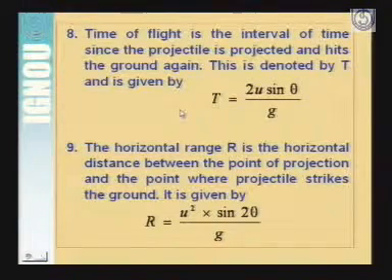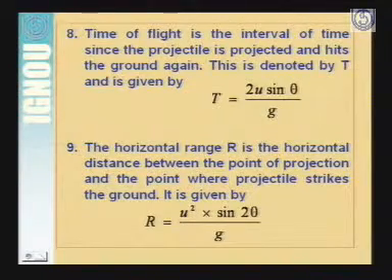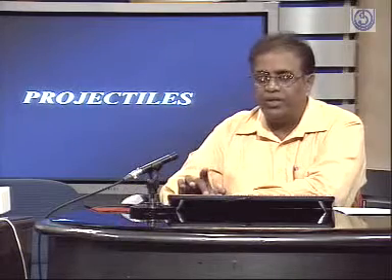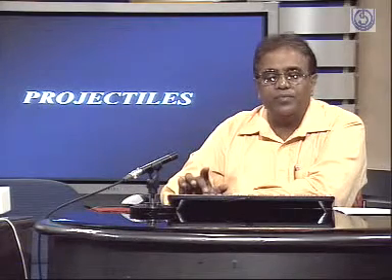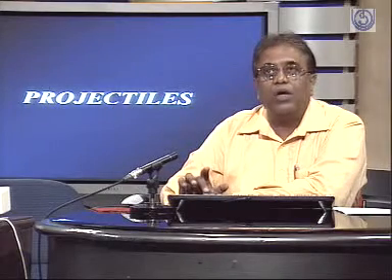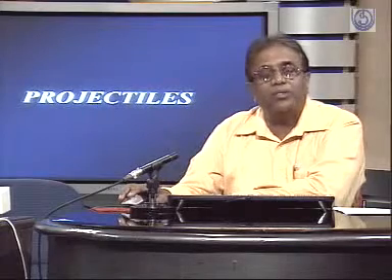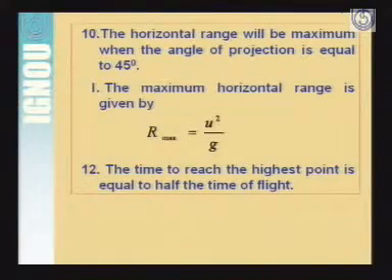And we have also discussed some numericals which can be solved easily with the help of these expressions. Now, as regards the maximum range, the maximum range will occur when the ball is being thrown at an angle of 45 degrees with the horizontal. The expression for R max, that is the maximum horizontal range, is equal to u square by g. Of course, the time to reach the highest point is equal to half the time of flight.